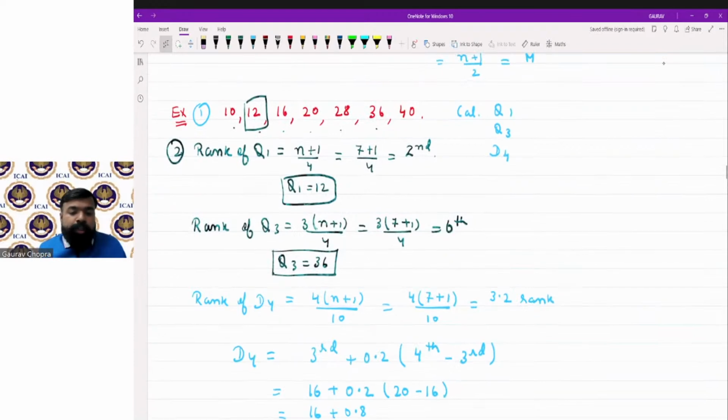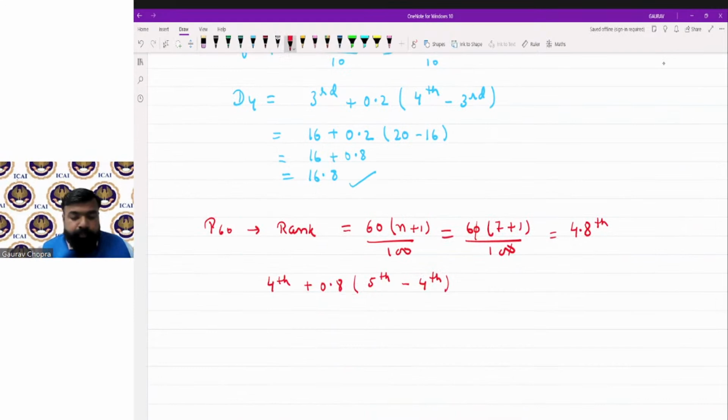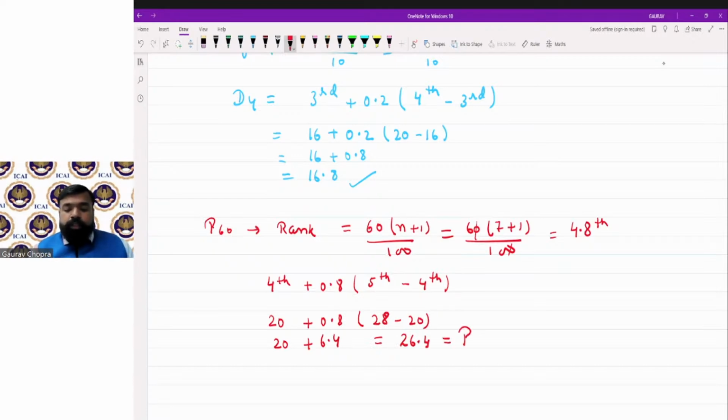So what was the fourth value? Fourth value was 20 and fifth value was 28. So 20 plus 0.8 into 28 minus 20. So 8 into 0.8 is how much? 6.4. So 20 plus 6.4, it is 26.4. This is P60.